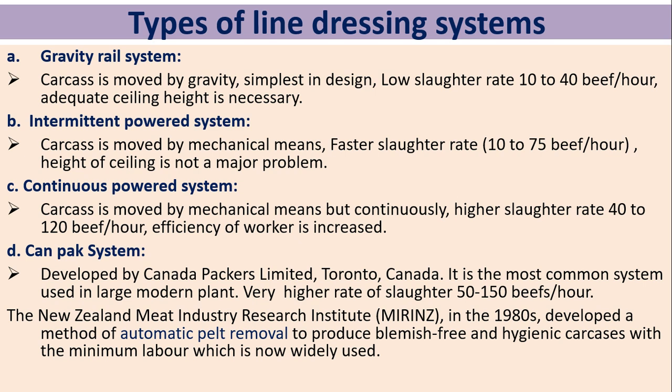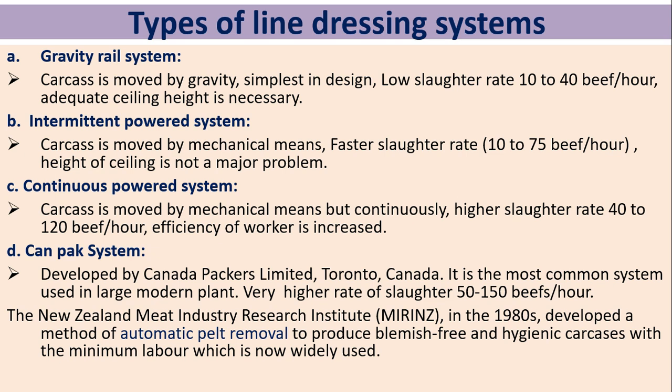Types of line dressing systems: gravity rail system. Carcass is moved by gravity, simplest in design, low slaughter rate of 10 to 40 beef per hour, adequate ceiling height is necessary. Intermittent powered system: carcass is moved by mechanical means, faster slaughter rate of 10 to 75 beef per hour. Height of ceiling is not a major problem here.